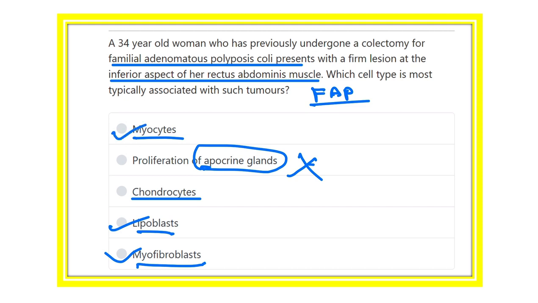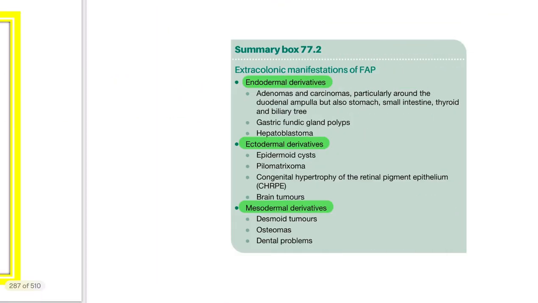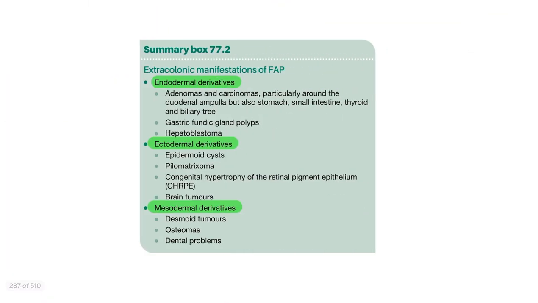So what may be the cause? That means we have to find out the association with the FAP, familial adenomatous polyposis coli. For this condition, first of all, we have to see the extracolonic manifestation of the FAP. This is a snapshot taken from Bailey and Love's Short Practice of Surgery, from chapter number 77, the large intestine, and here are the details about the FAP.